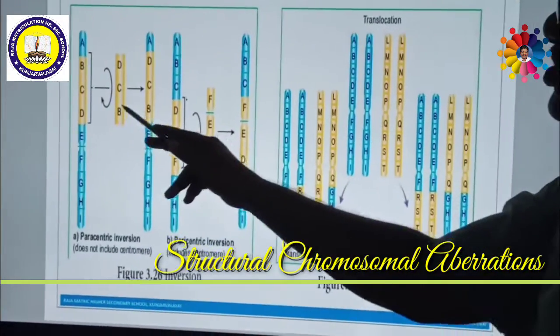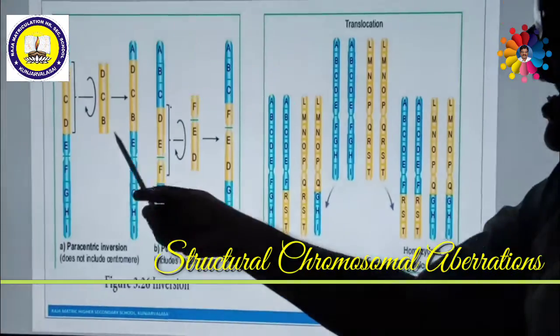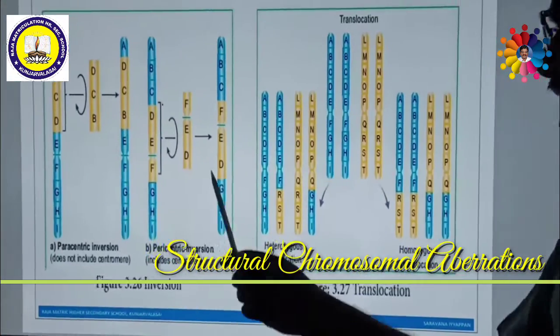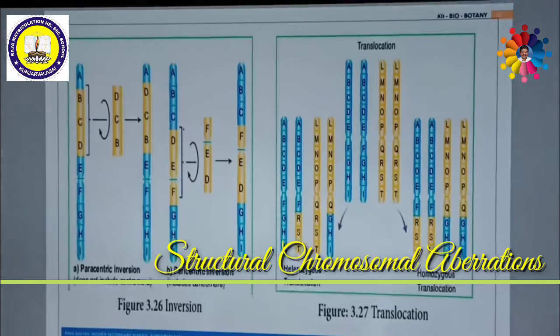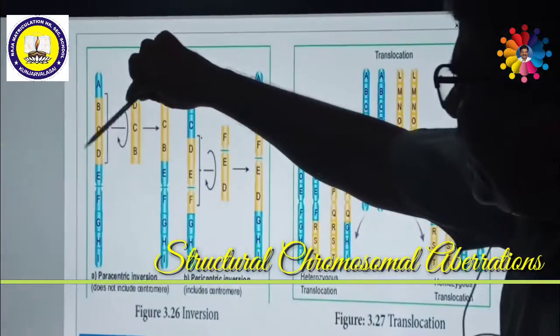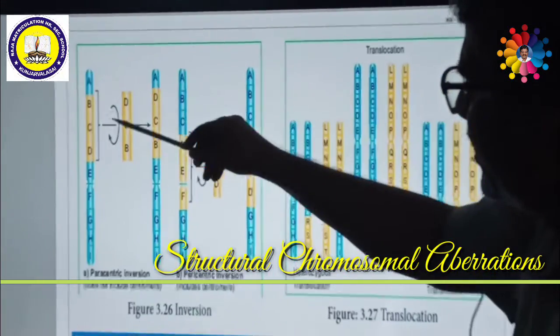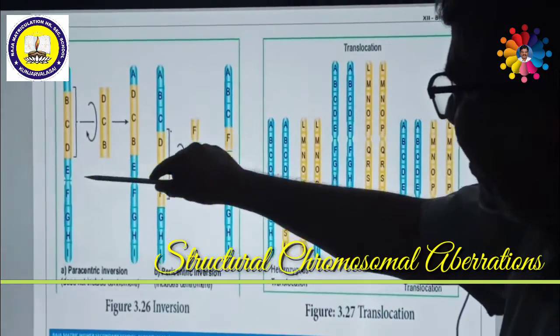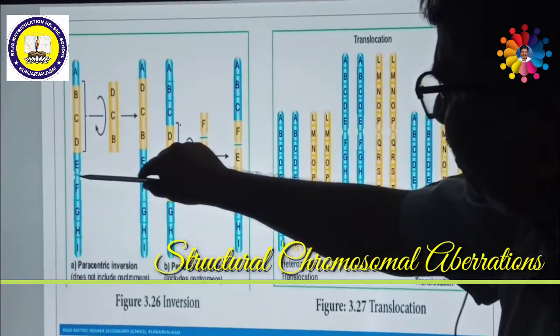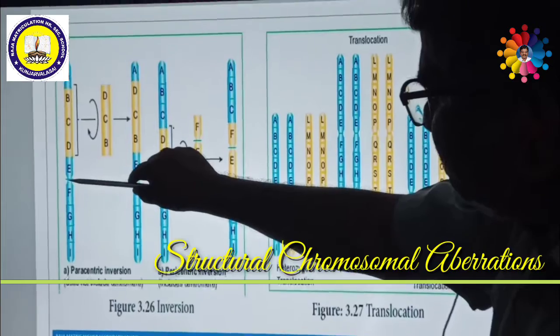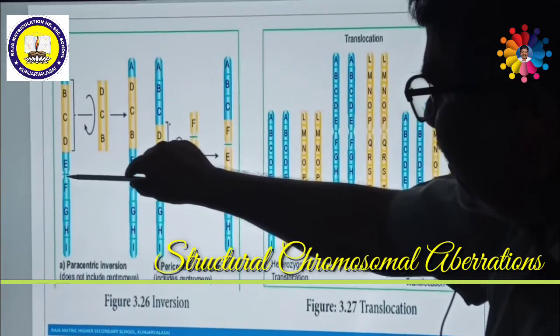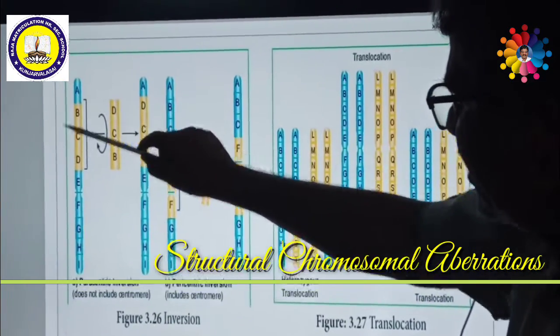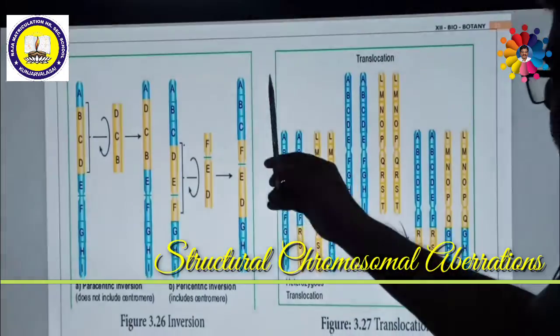This inversion is of two types: one is paracentric inversion, another is pericentric inversion. If the 180-degree reversal takes place excluding the centromere, that is, it does not include the centromere, then this is called paracentric. Then pericentric.